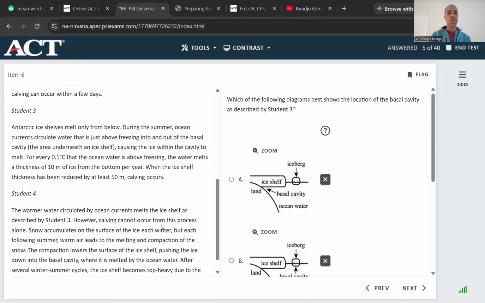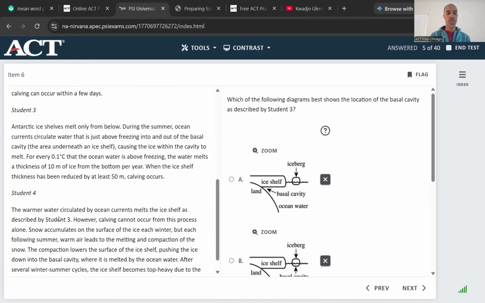And then fourth, the warmer water circulated by ocean currents melts the ice shelf as described by student three. So student four agrees with three, but it's going to be something different. However, calving cannot occur from this process alone. So it's kind of like student two.